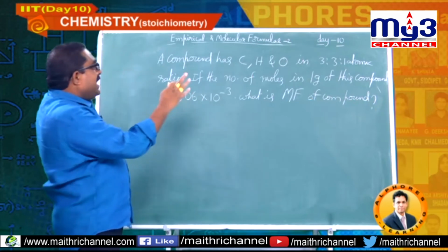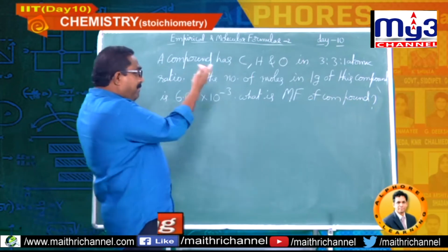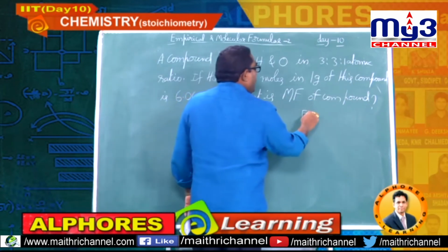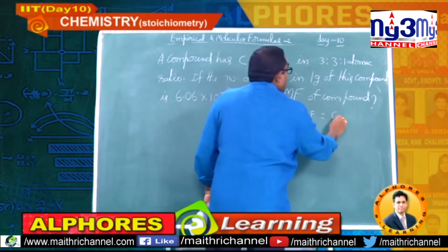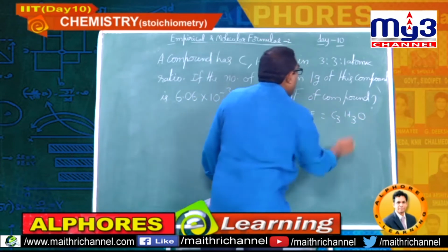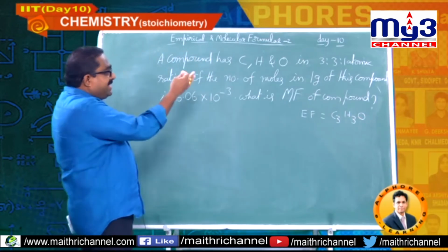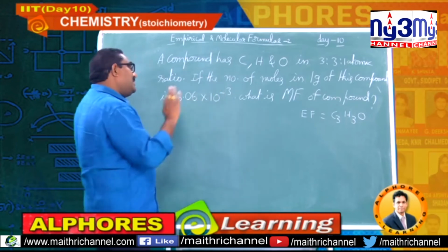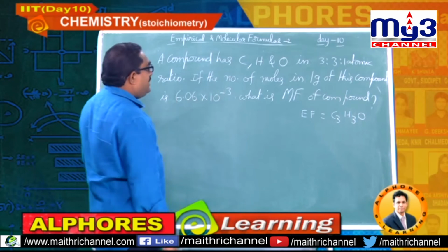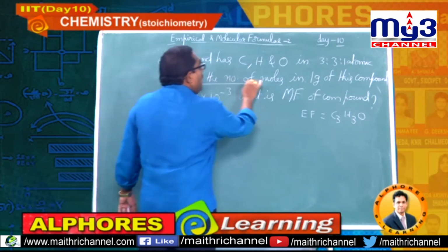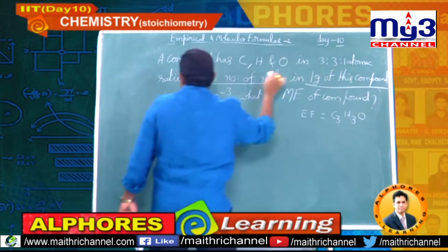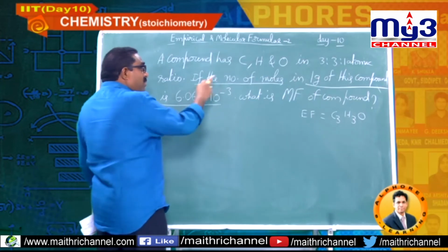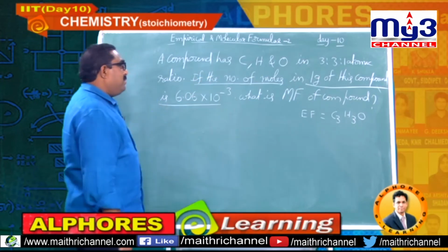So atomic ratio he has given, so he has given the empirical formula. Okay, let me write first of all. Empirical formula is equal to, simply you can write C3H3O, because he has written the atomic ratio as 3:3:1. So that is the empirical formula. Here if you read the data, the number of moles in 1 gram of the compound is given.